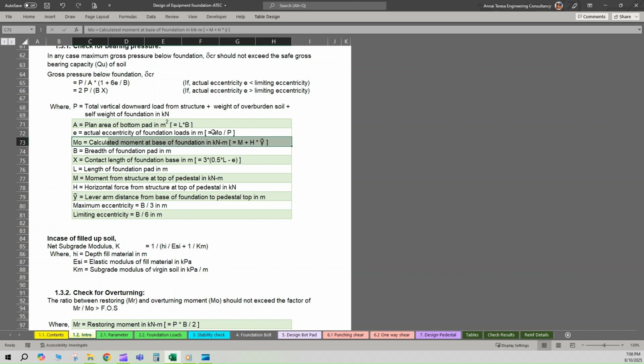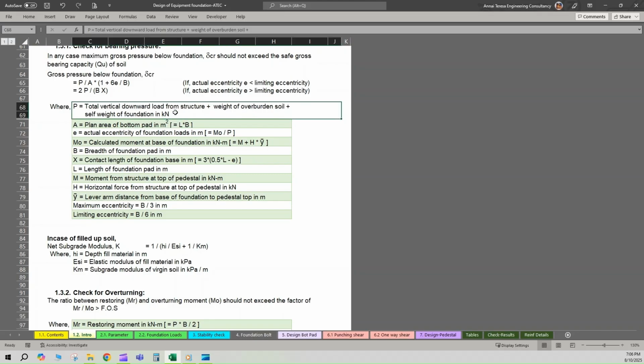So this total moment, that is the calculated total moment, is to be divided by the total vertical force P. This vertical force means the total vertical downward load from the structure plus the weight of the overburden soil plus the self weight of the foundation. In the case of a block foundation, the weight of overburden soil will not come. Only the self weight of the foundation and the vertical download from the structure are to be considered.